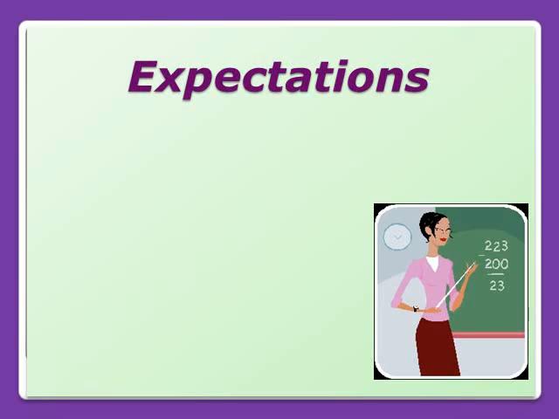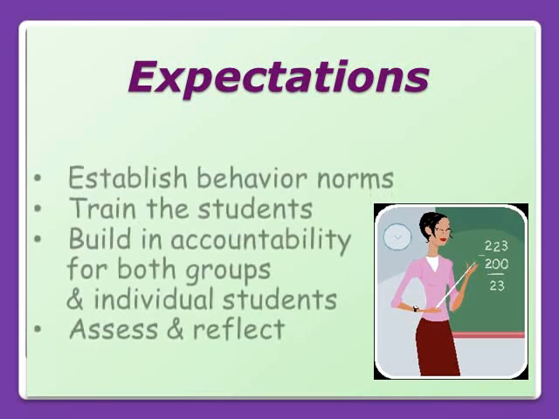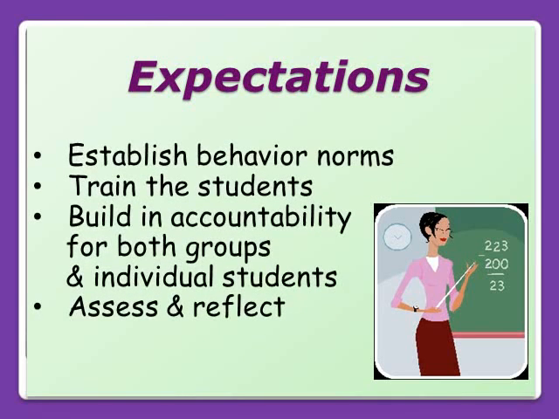Expectations. You need to be very clear about your expectations to the students. You need to communicate those expectations. You're going to establish behavior norms. You want to train the students so that they know exactly what they're supposed to be doing. You have to build in accountability for both groups if you're doing groups, so some kind of group accountability, and individual student accountability if you're doing independent work or even independent students within groups. And you want to make sure you always assess and reflect on what you're doing.